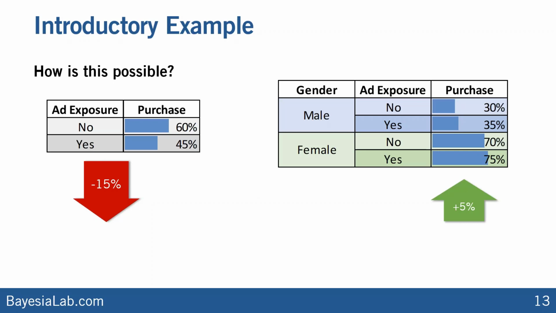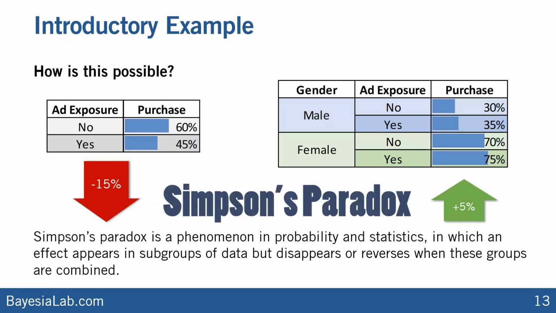Well, what we have here is what is known as Simpson's Paradox, which means that an effect can appear in subgroups of the data, but it can disappear or even reverse when these groups are combined. So that is the problem here. So what to do? In fact, it isn't over yet.